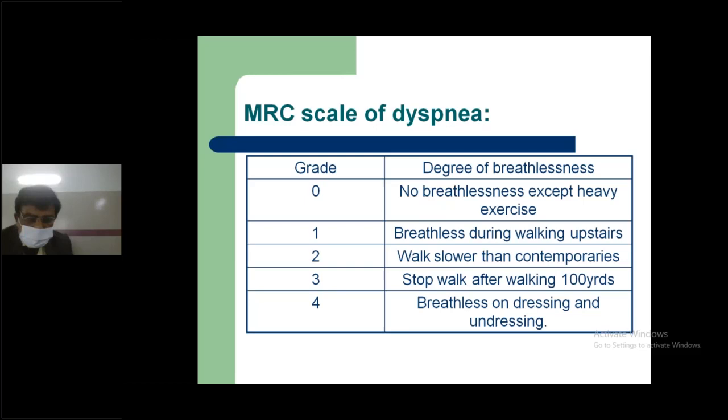So when a patient tells you I have dyspnea, then you should find out which grade of dyspnea the patient has, by asking questions in this way. So you will ask 5 questions to the patient and you will select the grading of dyspnea.